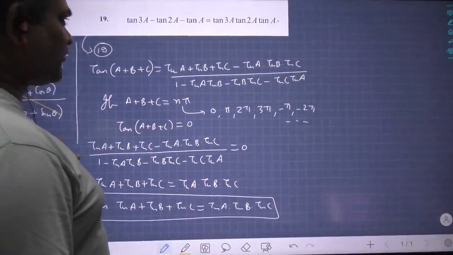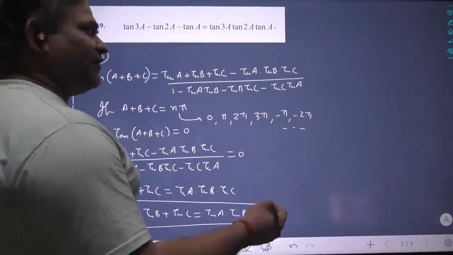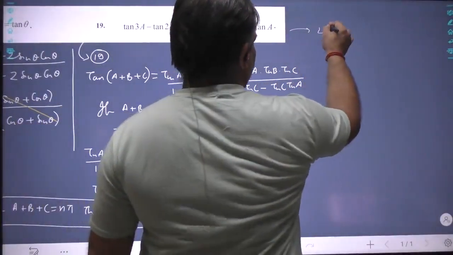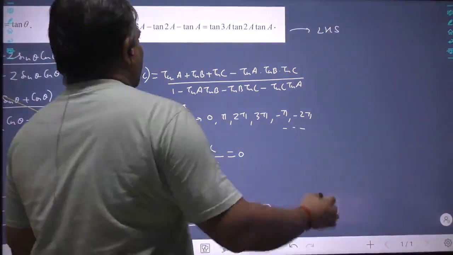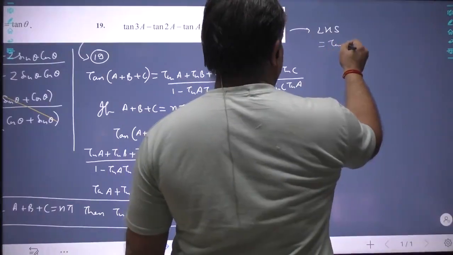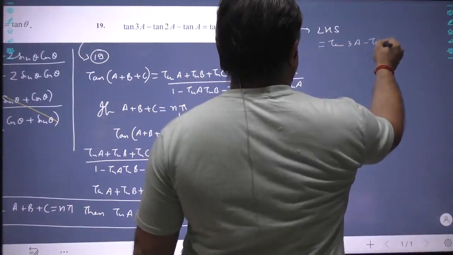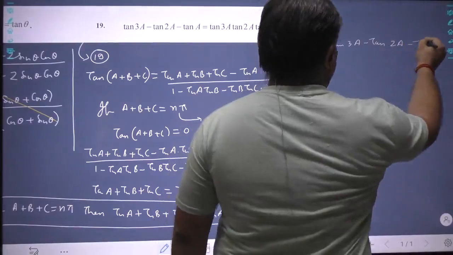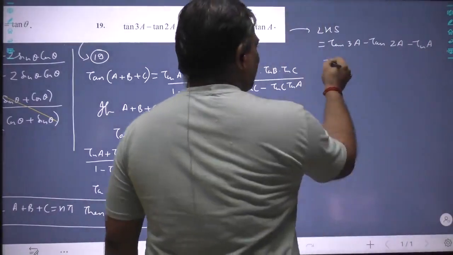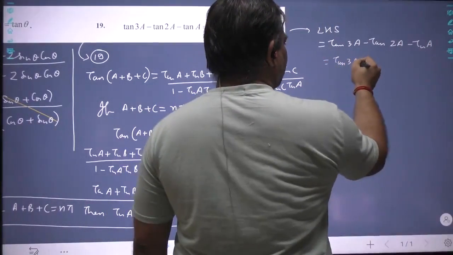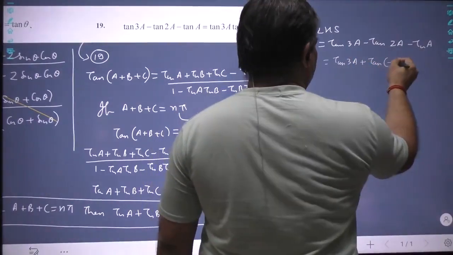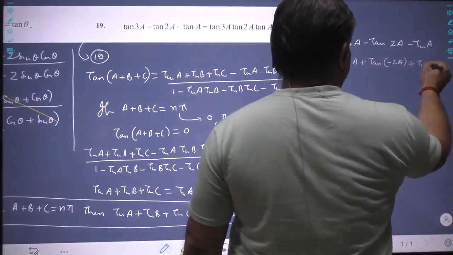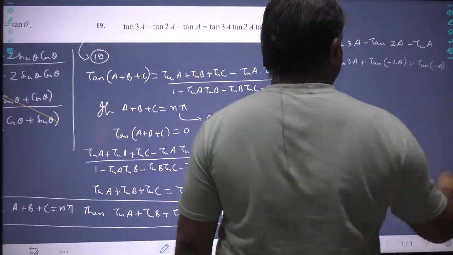Now let us come to this question. I'm going to solve this question in a new way, and now see the left hand side. Left hand side is given to me as tan 3a minus tan 2a minus tan a. So I can write it down as tan 3a plus tan of minus 2a plus tan of minus a. Say yes.